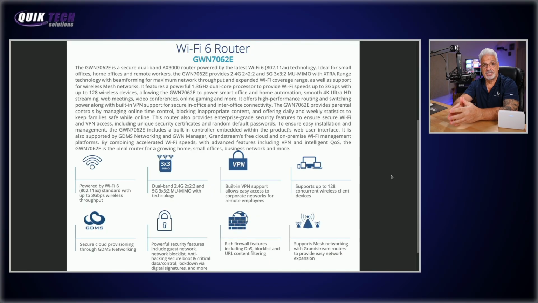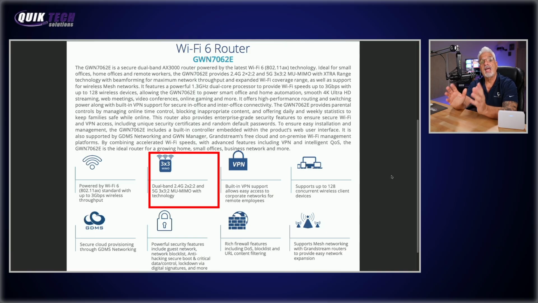Taking a look at the spec sheet, this device is a Wi-Fi 6 device powered by 802.11ax, supporting up to 3 gigabits per second Wi-Fi throughput. It's a dual-band router, 2.4 and 5 gigahertz bands, 2x2 multi-user MIMO in the 2.4 band, and 3x3 multi-user MIMO in the 5 gigahertz band. It does support up to 4 SSIDs.